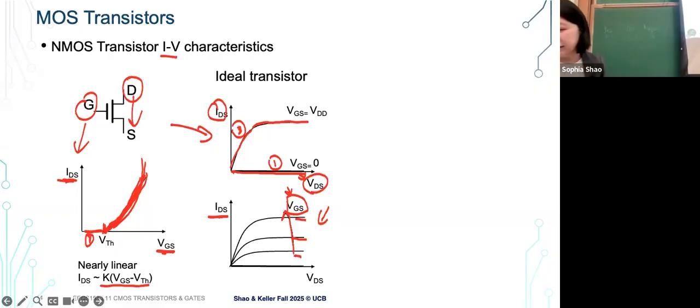And so the current here, we'll talk about the speed implications later, is related with both the gate voltage and also the drain voltage. So that's a three-terminal device, related with both terminals there.